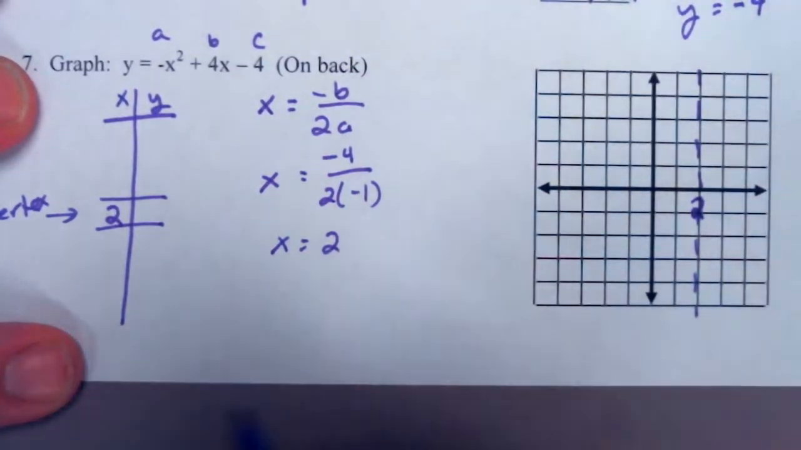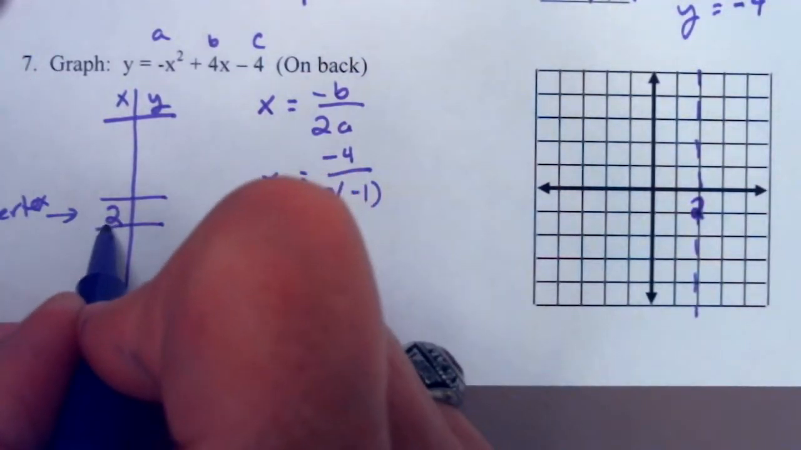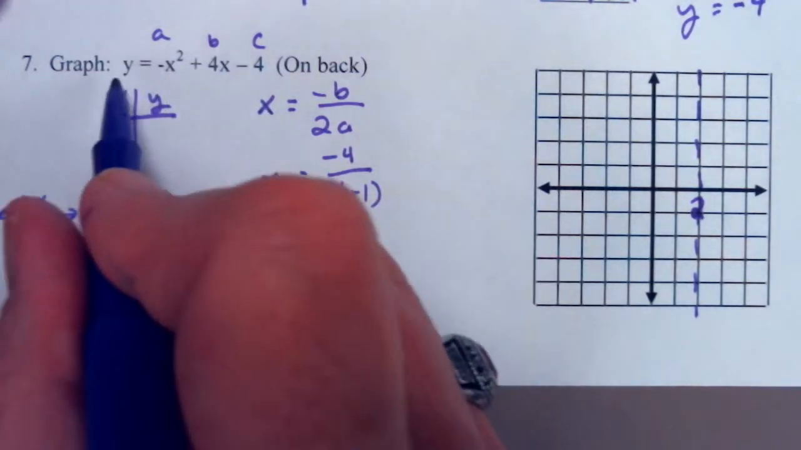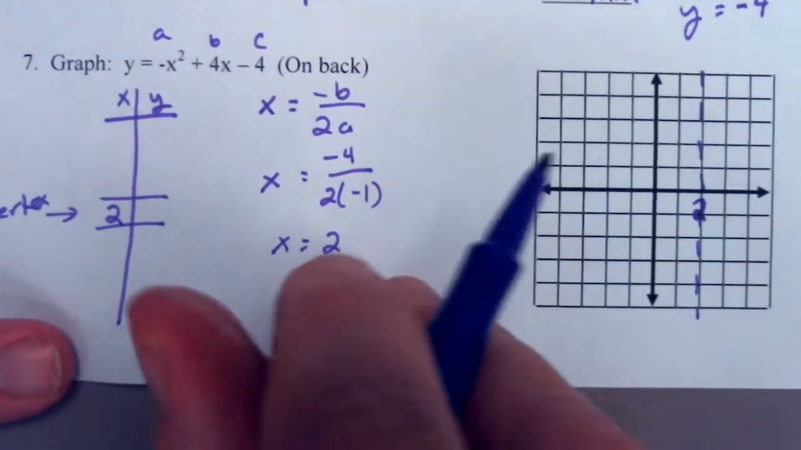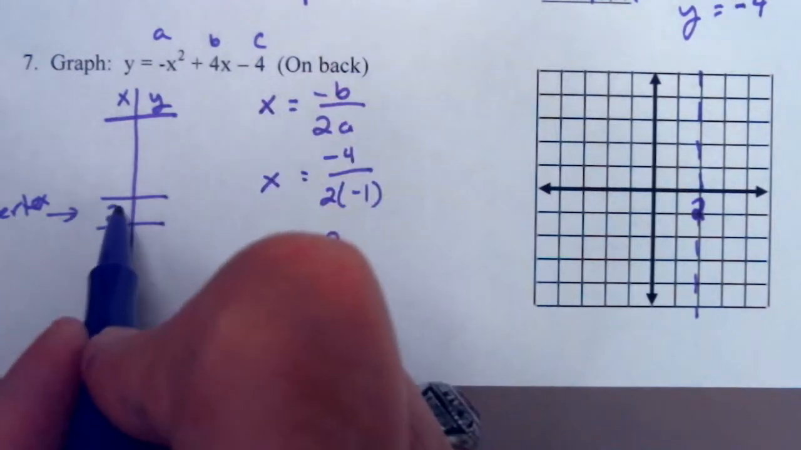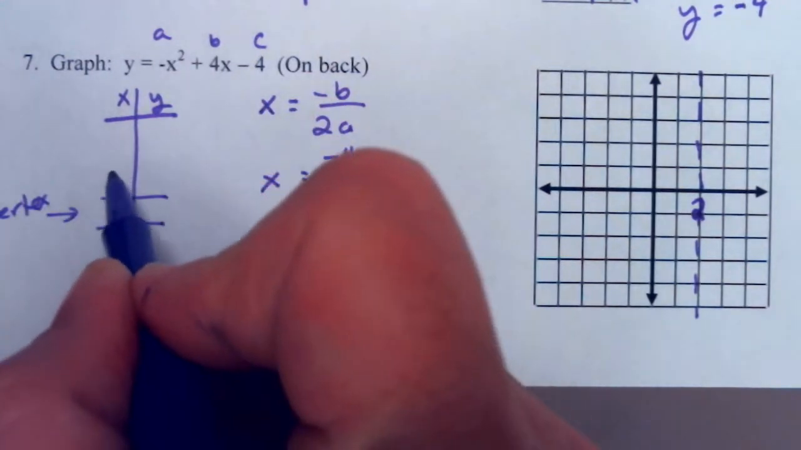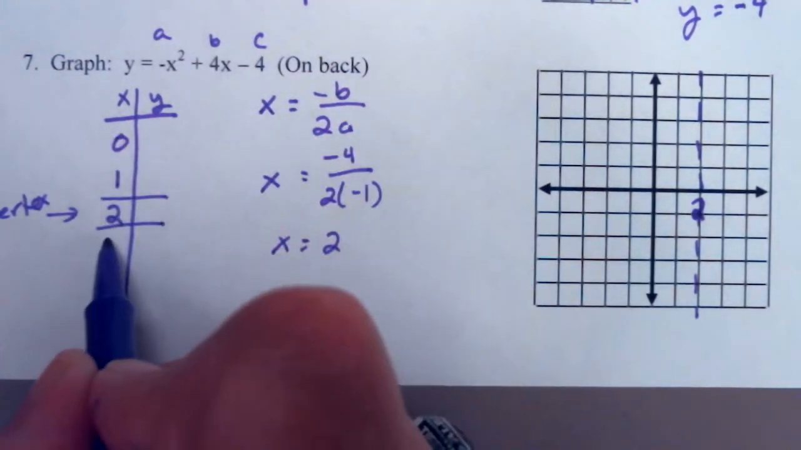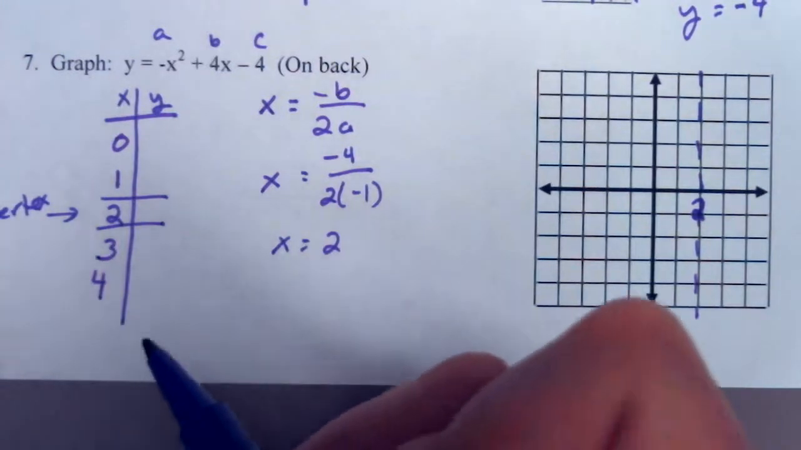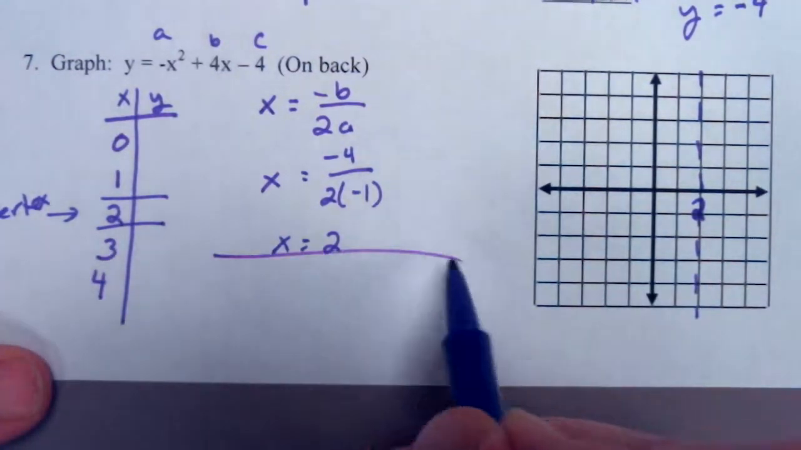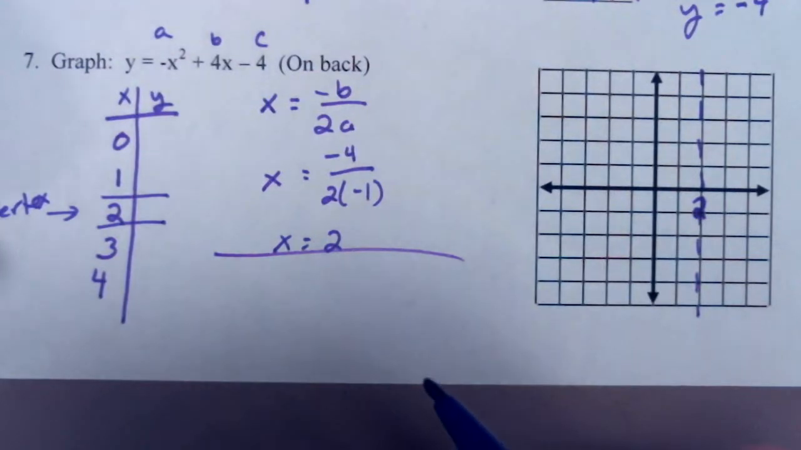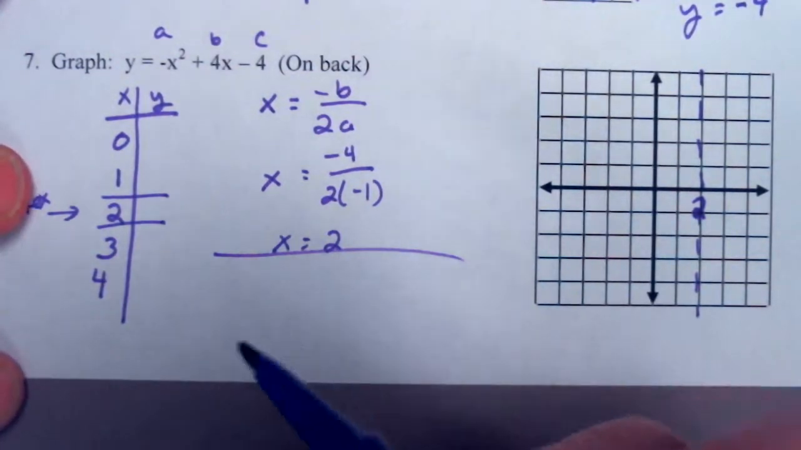Now, to find the actual vertex, we need to put that 2 into the equation to solve for y. Before I bother with that, I'm going to put in the other x values. Two numbers smaller than 2 would be 1 and 0. Two numbers larger than 2 would be 3 and 4. My next plan is to put in all those values for x and find y.